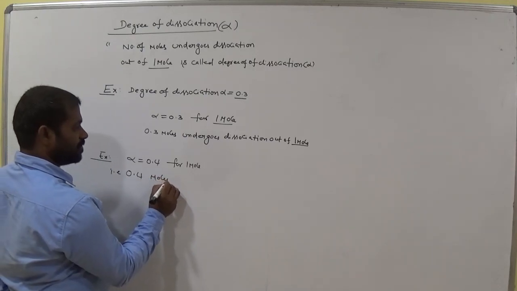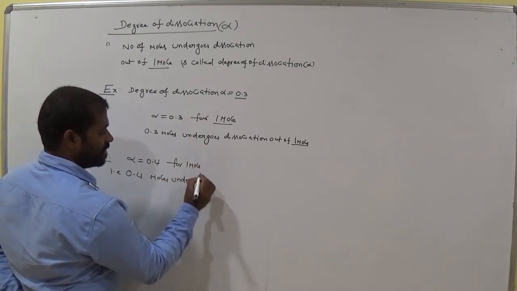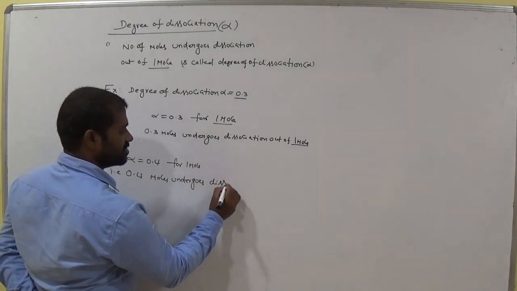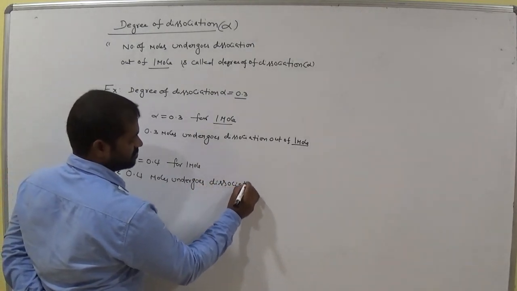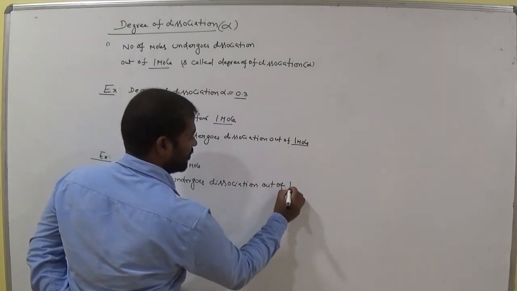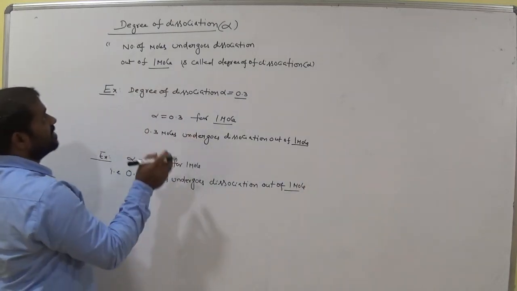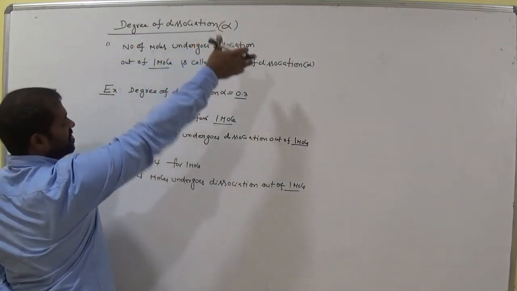0.4 moles undergoes dissociation out of 1 mole. Am I right? So that is the term we use, degree of dissociation, alpha.